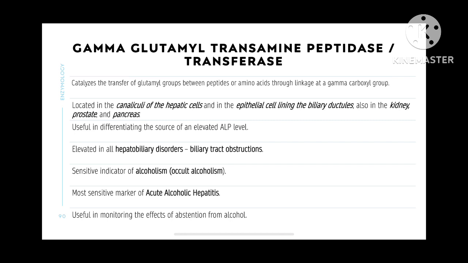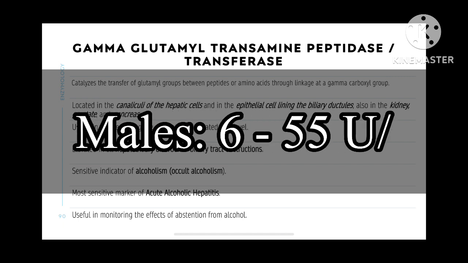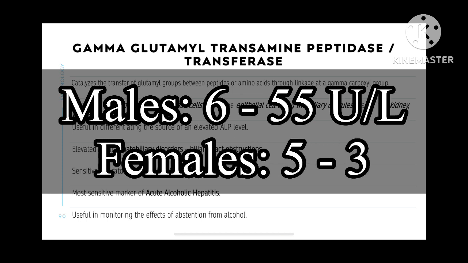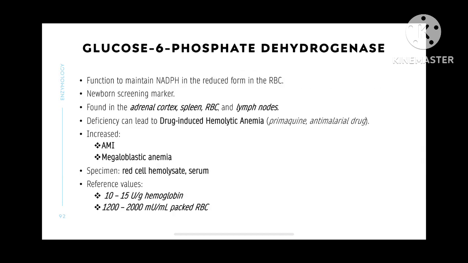The reference range of GGT in males is 6 to 55 units per liter at 37 degrees Celsius. Or in SI units, that's 0.1 to 0.9 microkatal per liter. And in females, that's 5 to 38 U per L at 37 degrees Celsius or 0.1 to 0.6 microkatal per liter. The last but not the least, other clinically significant enzymes, that would be glucose 6-phosphate dehydrogenase.